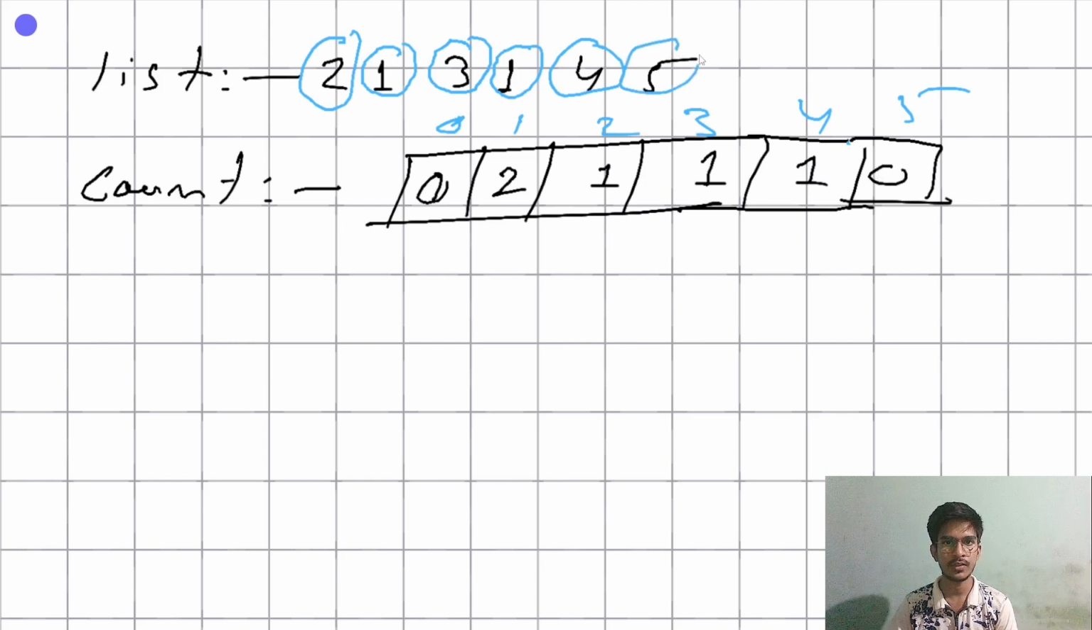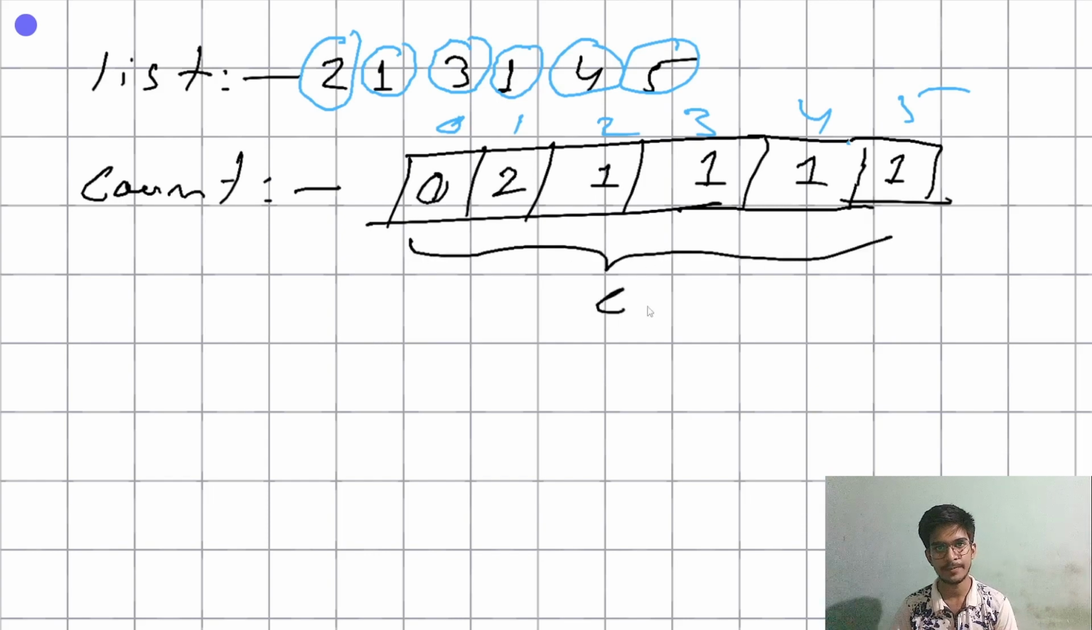And in the 5, we'll go. This is 5. We'll increase this value by 1, right? Increase the value by 1. So that's the count array. That's the count array, right? That's the count array.